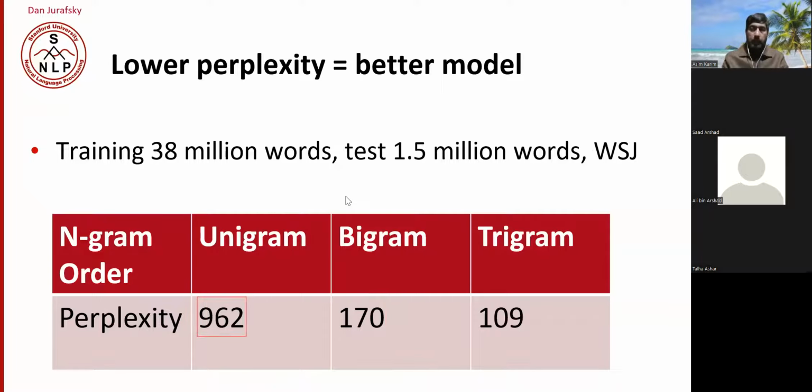So this is computing the perplexity on a real world data set. For the unigram model, you get a perplexity of 962. For bigram, you get 170. For trigram, you get 109. So in other words, a trigram model is a better language model as compared to a bigram model, and that is better than a unigram model, if you have tested it on a real world data set with the test set looking similar to the training set.